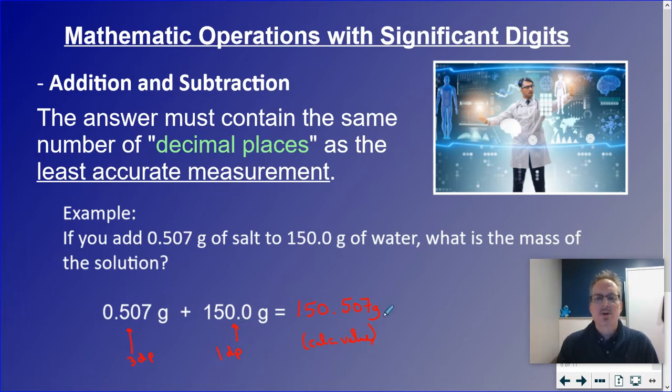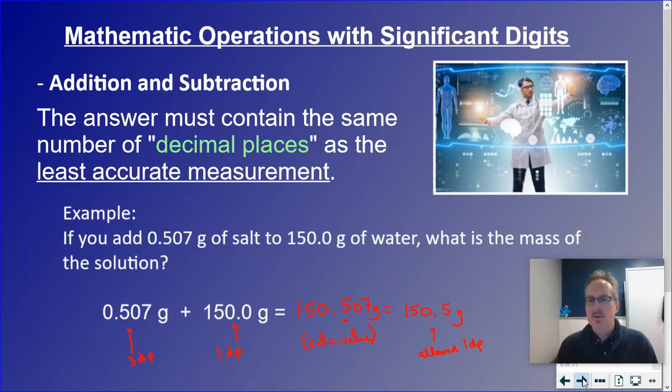So when I go to record this number, although this was my calculator number, we are going to put it in the least number of decimal places. So 3, 1, we need to put this in 1 decimal place. So I'm going to record this number on my answer sheet as 150.5 grams. We are only allowed 1 decimal place because we're putting it in the least number.